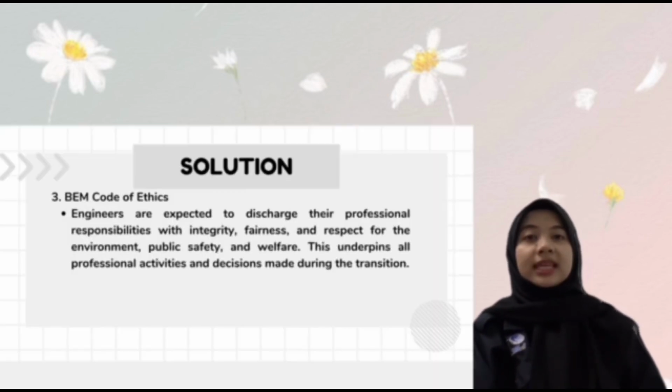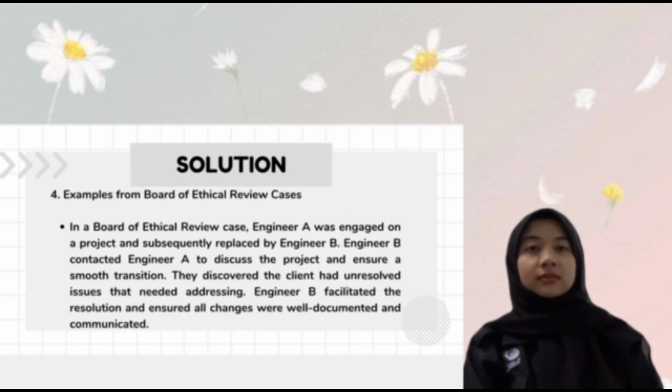BEM Code of Ethics. Engineers are expected to discharge their professional responsibility with integrity, fairness, and respect for the environment, public safety and welfare. This underpins all the professional activity and decisions made during the transition.